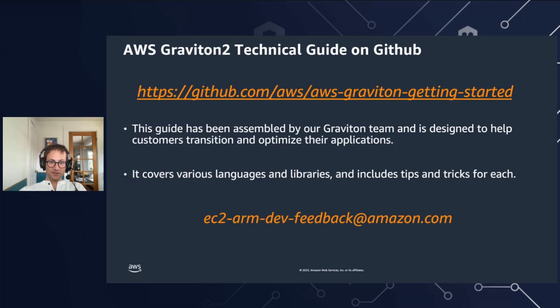If you want to send us an email asking a question, you can send it to ec2-arm-dev-feedback@amazon.com. There's a team of solutions architects and software engineers that are listening to that address, and we will give you some feedback and some answers.